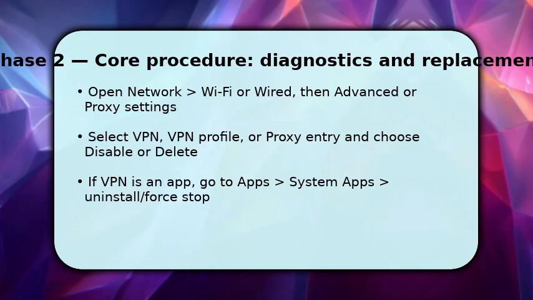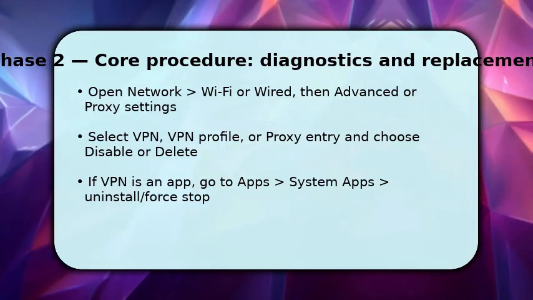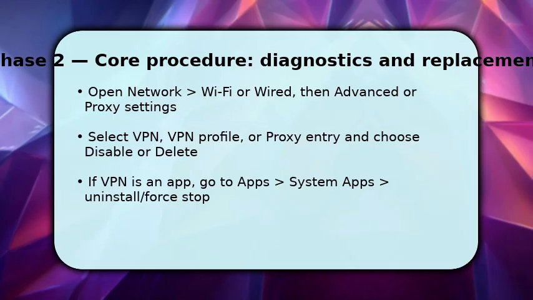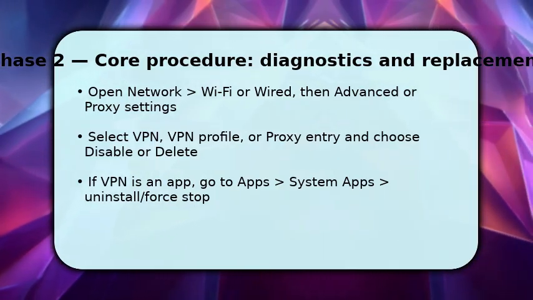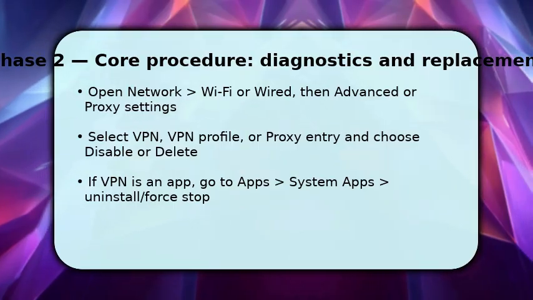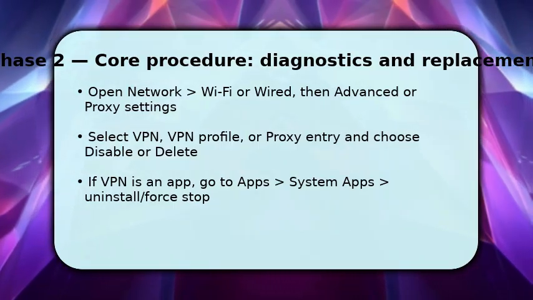If the VPN was installed as an app, go to Apps, find the VPN app under System or Downloaded, then force stop and uninstall. Make sure to confirm prompts. Otherwise, the TV may keep routing traffic through the VPN.